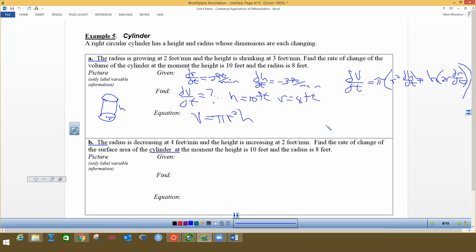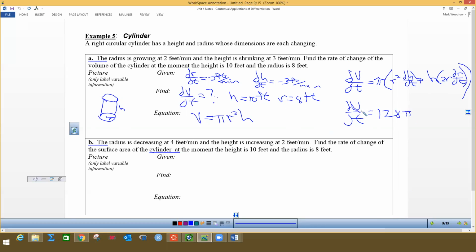So there's my derivative. And again, I'm running out of time, so you've got to plug 10 in for the h, you've got to plug 8 in for r, you've got to plug these numbers in for those variables. And I'm going to let you finish that out. And dV dt here should end up being 128 pi.